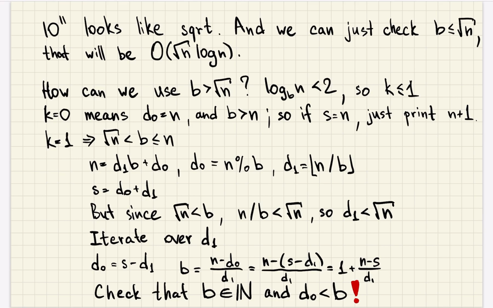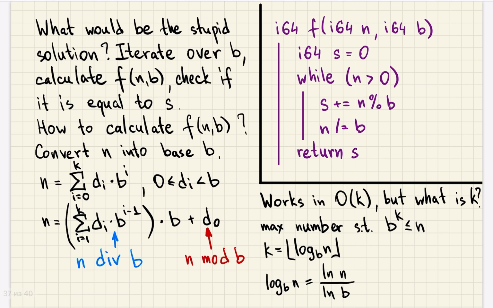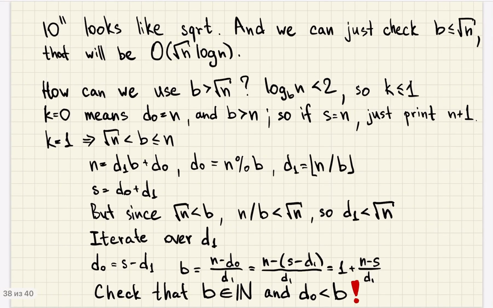Okay, that's the stupid solution. We cannot iterate over all numbers up to 10 to the 11th power, but 10 to the 11th power looks like we want to apply some square root heuristic. And yeah, we can just check all bases that are up to square root of n, and that will be square root of n log n. Well, this thing is at most log n by complexity. So how can we use that b is big to construct an algorithm that will solve this case? Well, if b is greater than square root of n, it means that b squared is greater than n, so the length of our number is at most 2, or like k is at most 1.